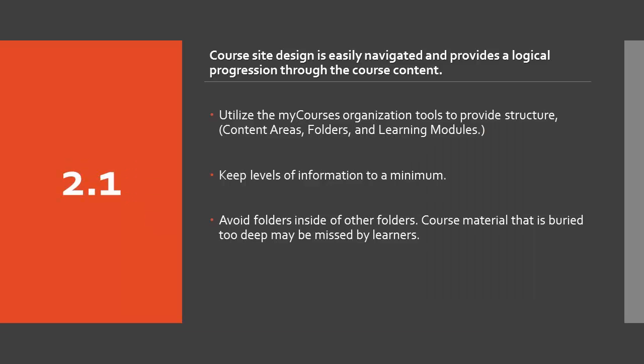The first criteria of goal 2 is 2.1. Course site design is easily navigated and provides a logical progression through the course content. As you begin to design your online course, you will need to carefully organize and plan your course in such a way that not only helps your learners achieve the learning objectives, but is also functional and intuitive for the users. Here are some questions to keep in mind as you design your course.